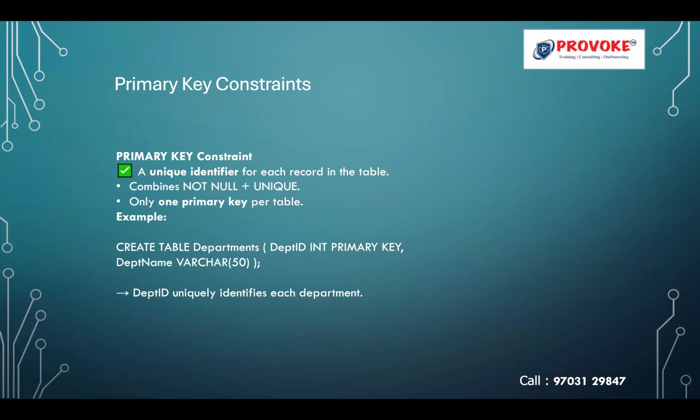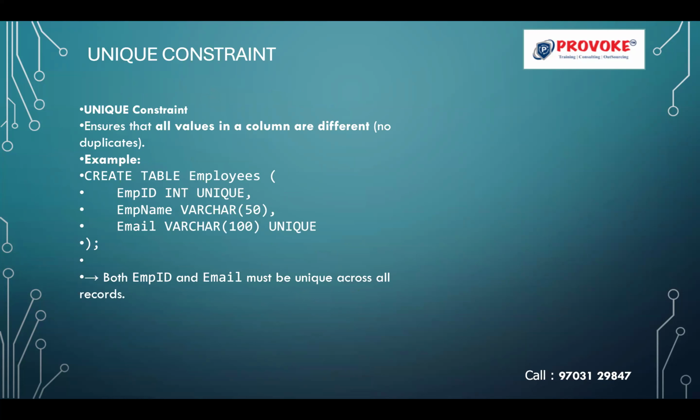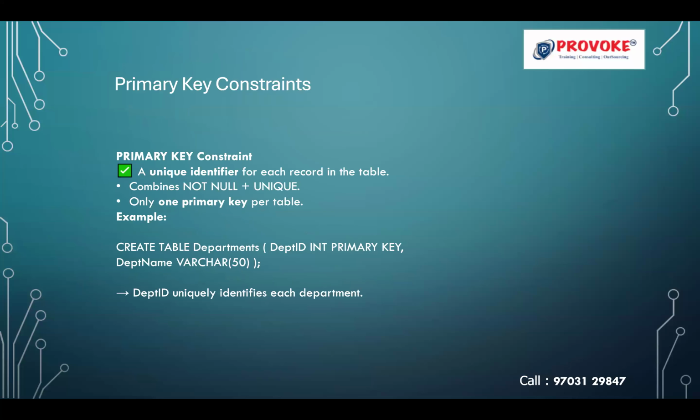And you can have only one primary key per table, but you can have more unique keys. For example, in the previous slide, I have created employee ID also unique, as well as email ID also unique, but I can have only one primary key per table. So create table, table name is departments. Column names: department ID, integer primary key, department name. So in this, I'm creating only one primary key. Department ID uniquely identifies each department.